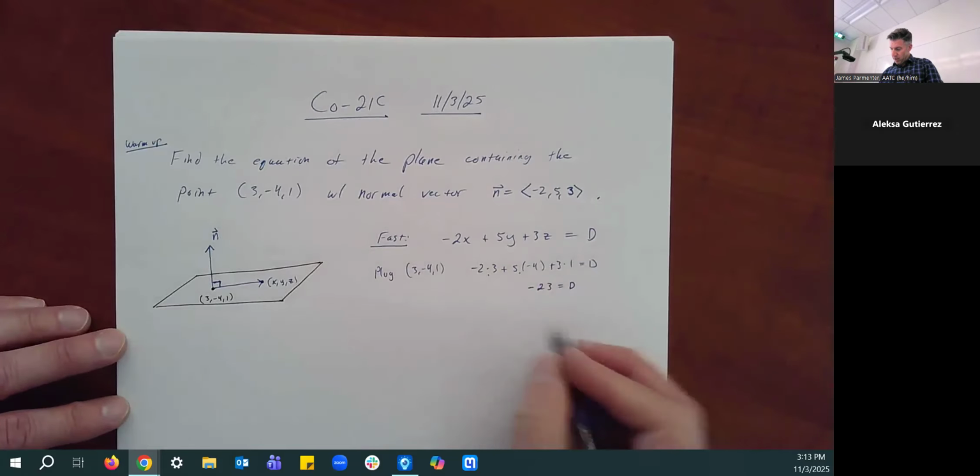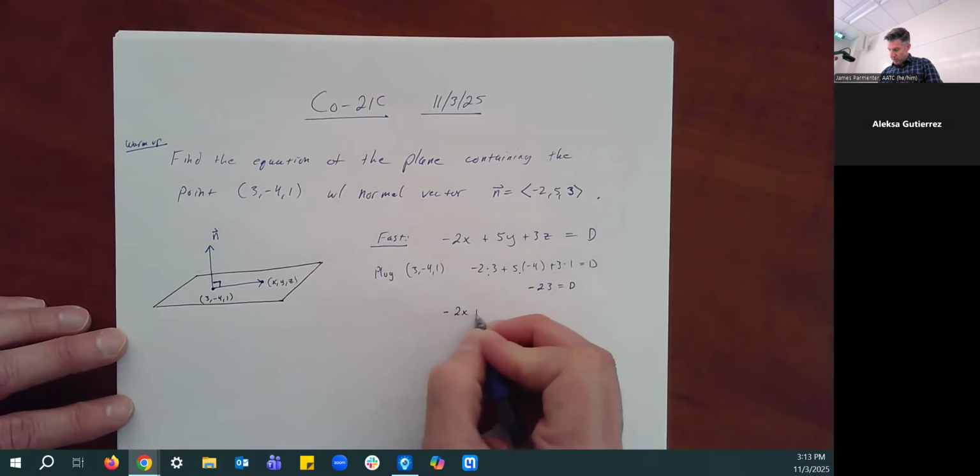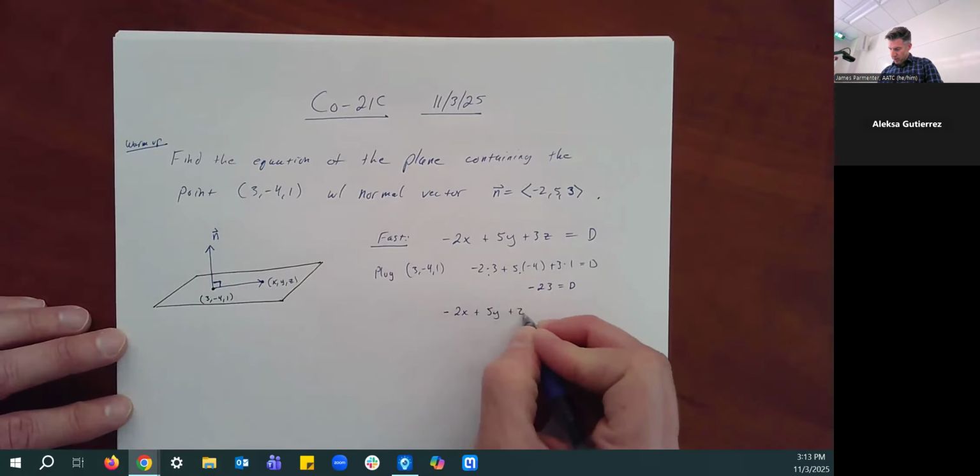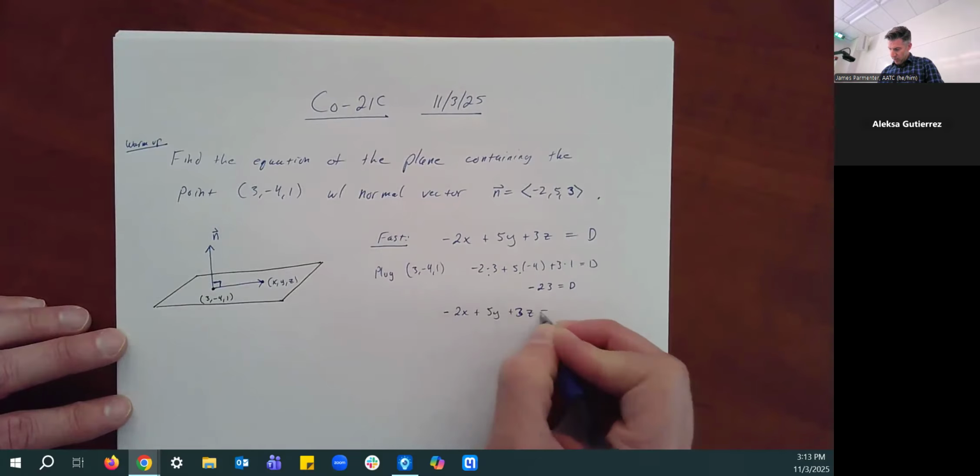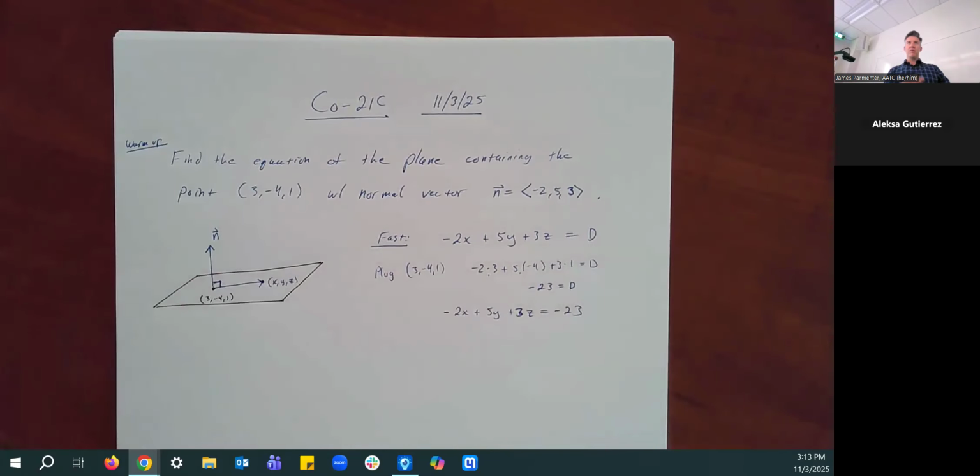So then the equation becomes negative 2x plus 5y plus 3z equal to negative 23, or plus 23 equals 0, whichever way you prefer to write it. Kind of doesn't really matter.